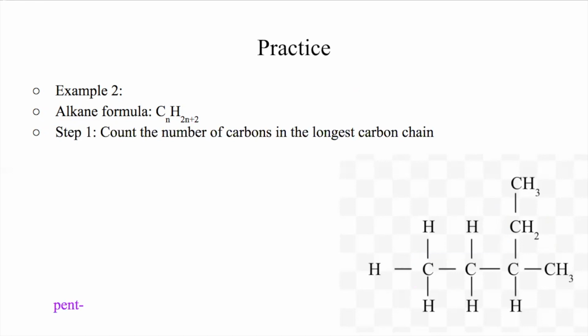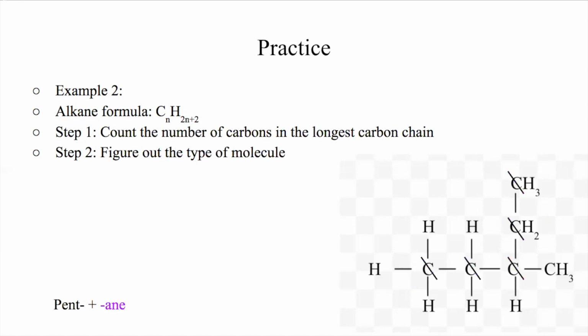Let's mark off those carbons, just so we know we've accounted for them. Next, we account for the type of molecule. We already know that this one is an alkane, so the suffix will be ane. When we combine the two parts we have, pent and ane, we get pentane. Now, step 3. We can see that there's still a carbon left, on the far right.